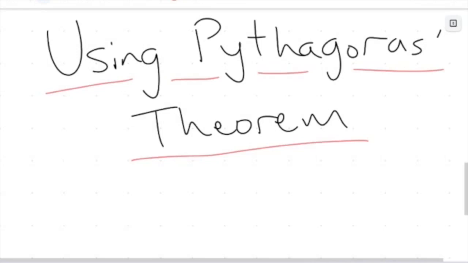Now, last video, we started looking at using Pythagoras' theorem to find the hypotenuse, to find the longest side of our right angle triangle. Now, in this video, we're going to use this same theorem to find one of the shorter sides. And the way we initially lay out the question is very similar. And you may remember, we always ended up with an equation.